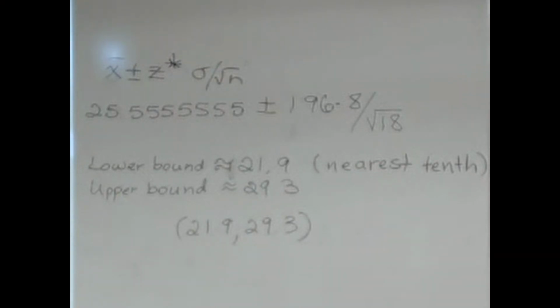The short version of that, not the one I'm looking for on the quiz, but the short version of it is, that one has a 95% chance then of having mu in there. Questions? Okay.